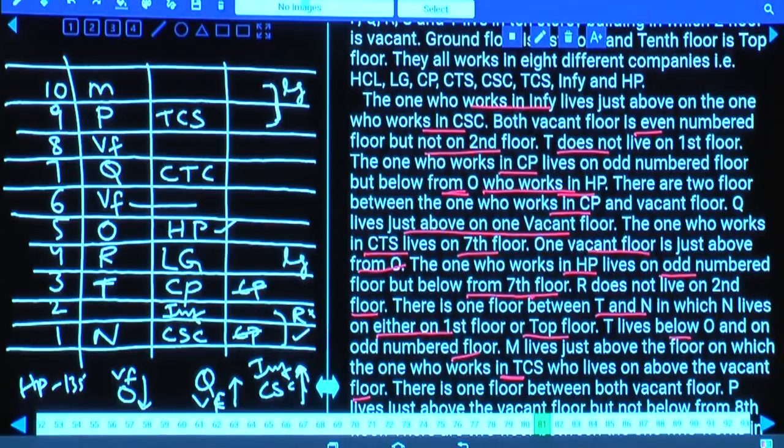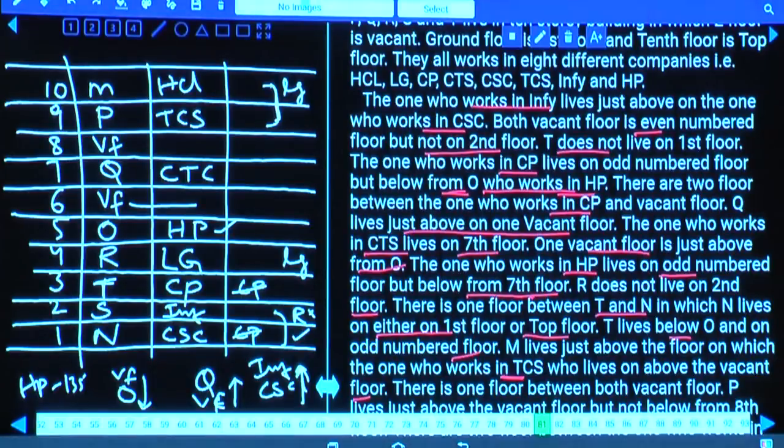Then who is the person left over here? S is the person left over, and is living on the 2nd floor. And again, coming to these companies, only one company is left over. What is that one? HCL. And the person who is working in HCL is living on the 10th floor.